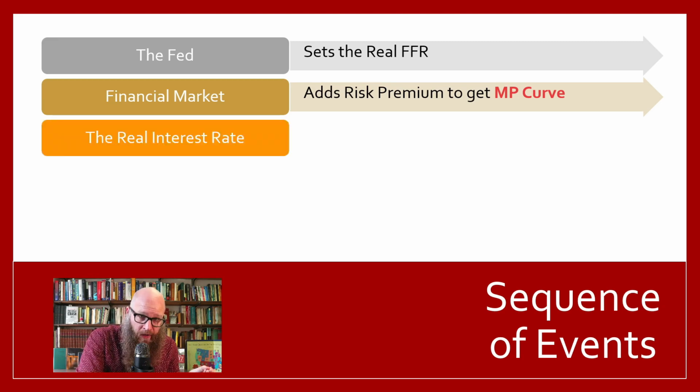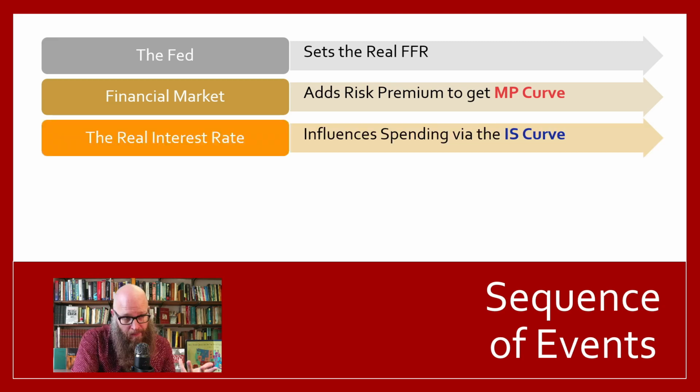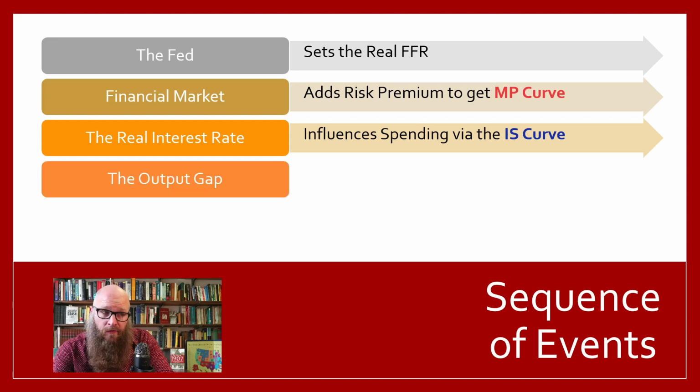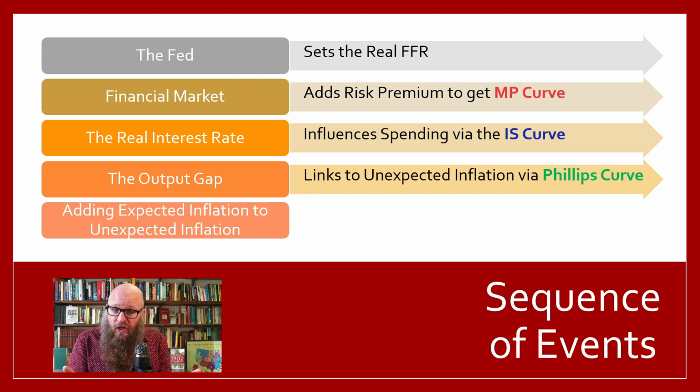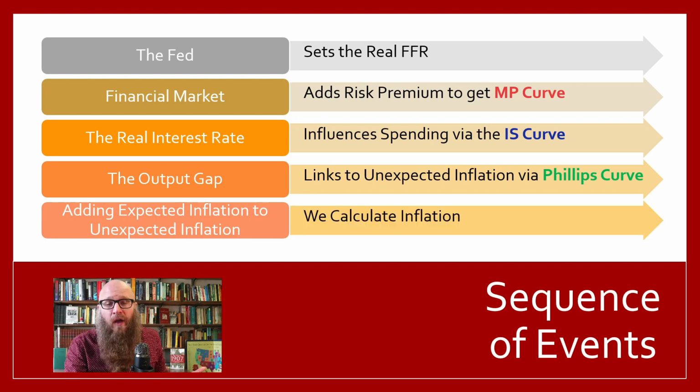Then we take this real interest rate, and it's going to influence spending via the IS curve. We take the amount of spending in the IS curve, that gives us an output gap. Now that we have the output gap, we can link that to the unexpected inflation via the Phillips curve. And then we add in inflation expectations to give us the overall inflation rate. And that's our model. There we go. We did it. Okay, let's practice it.